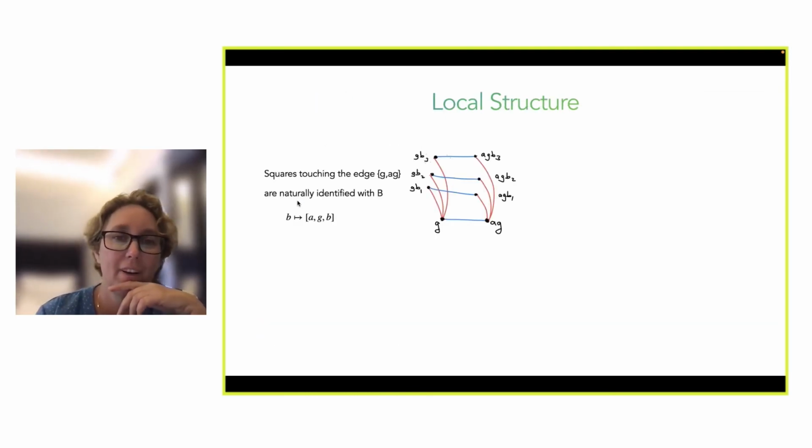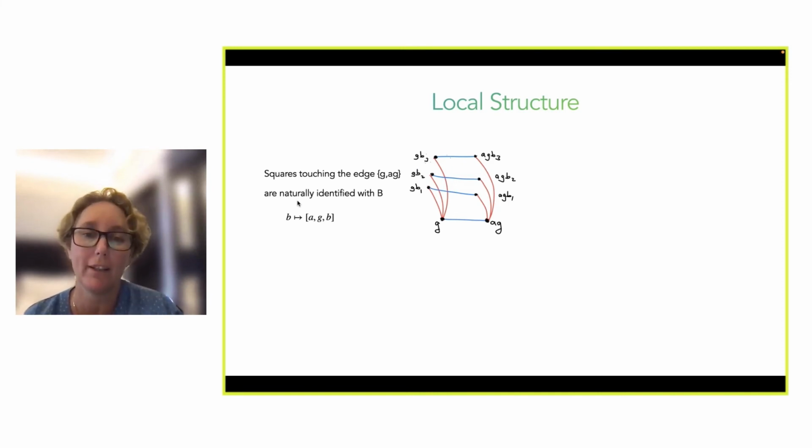Okay, so I want to now look a little bit at the local structure. How does the local neighborhood look in this square complex? Because it's kind of nice. If I have an edge connecting G to AG, who are the squares that touch this edge? Well, it turns out that for every element B, I have a square G, AG, and then it goes to G times B1, AGB1, and back to AG. So for every element in B, I have a different square containing the edge G, AG.